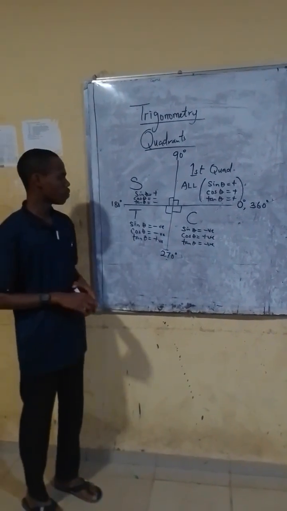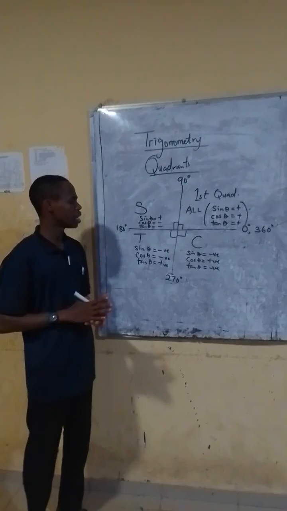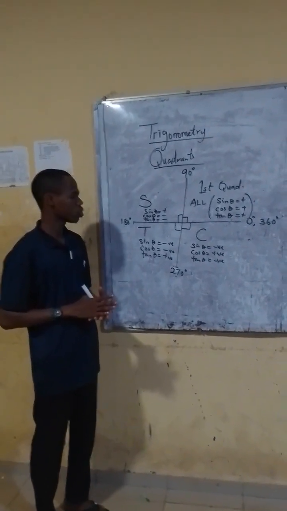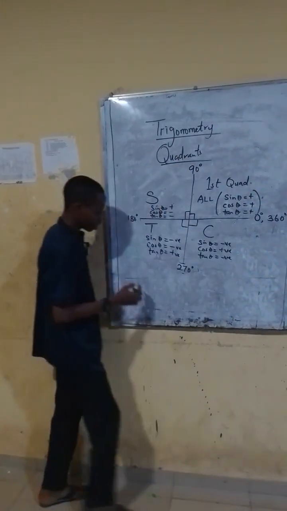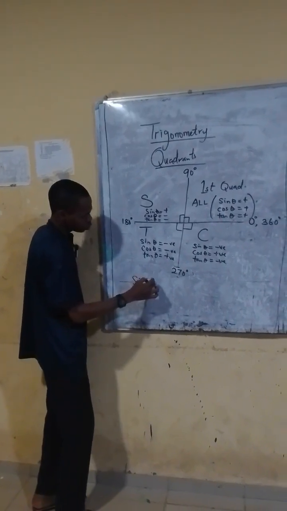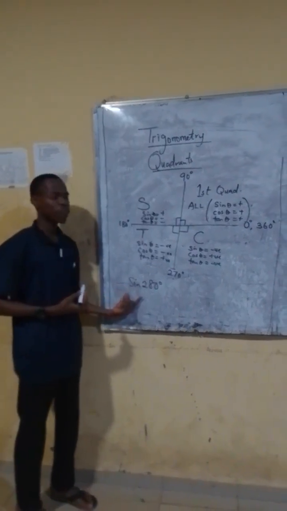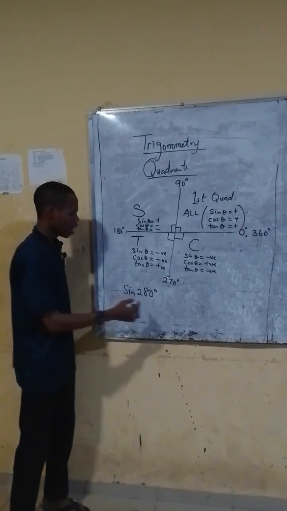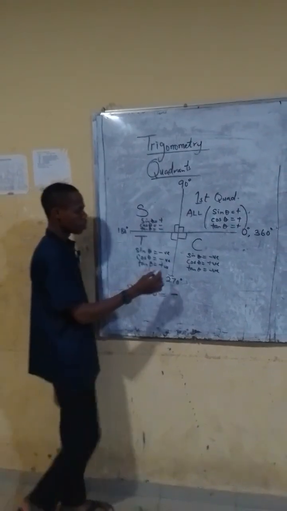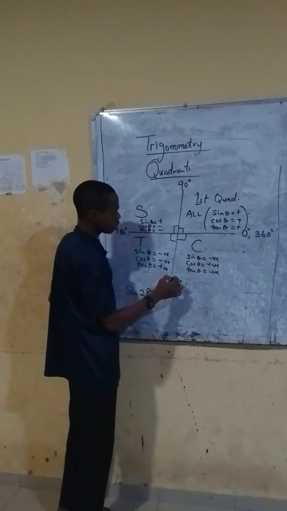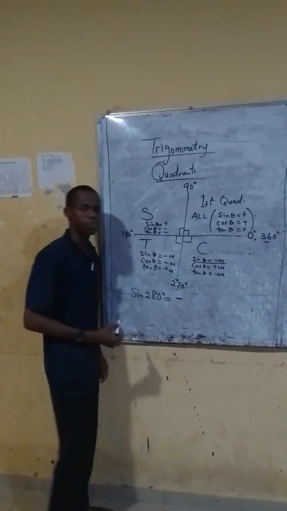So after we've known this, whenever we are having a question, we know what we'll be expecting before we can solve. So now, for instance, if you are asked to find sine 280, what this is telling me is that even before I start solving anything, I should know that my answer will be negative. Why? Because 280 is between 270 and 360, and sine is negative at that point.